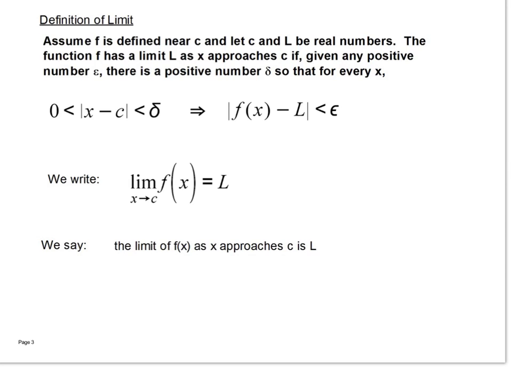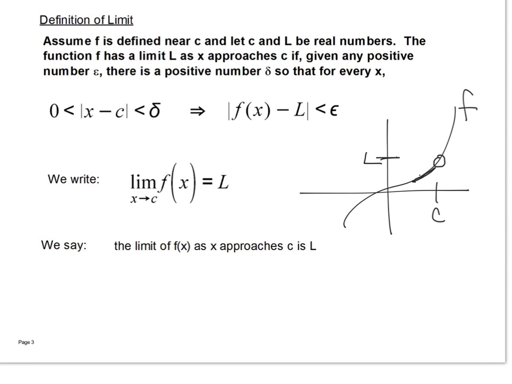Assume f is defined near c, and let c and L be real numbers. Okay, this is not hard so far. We've got some function f, and we've got some value c, and the function is defined near c. It might have a hole at c, but near c, like for instance, right around here, the function is defined. Okay, it is said that the function f has a limit of L as x approaches c.